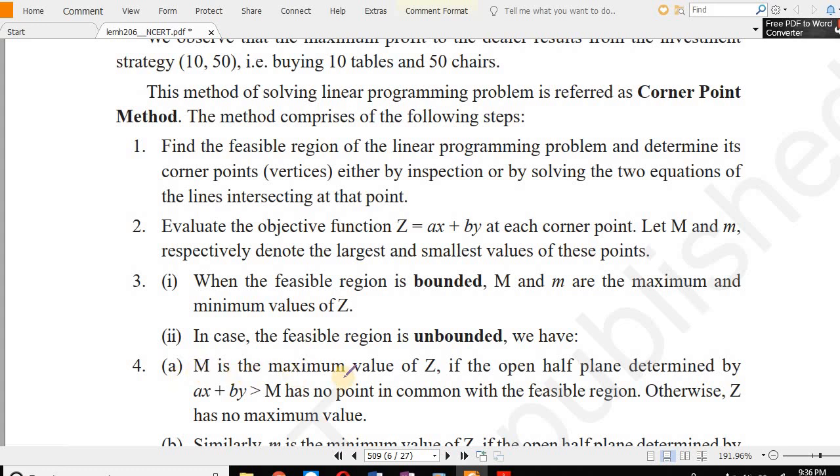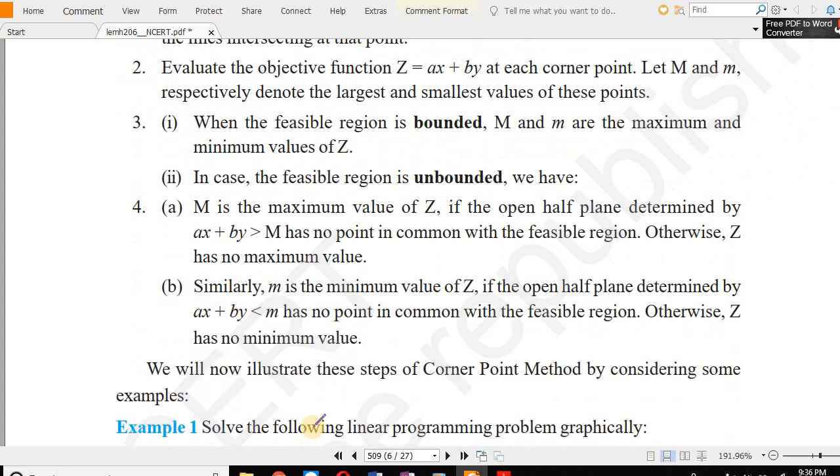That big M will be the maximum value of the objective function if the open half plane determined by ax plus by greater than M has no point in common with the feasible region. If that's true, then big M is the maximum value of Z. Otherwise, Z has no maximum value. Now this may seem a little opaque, but we'll see why this is true in some examples shortly.